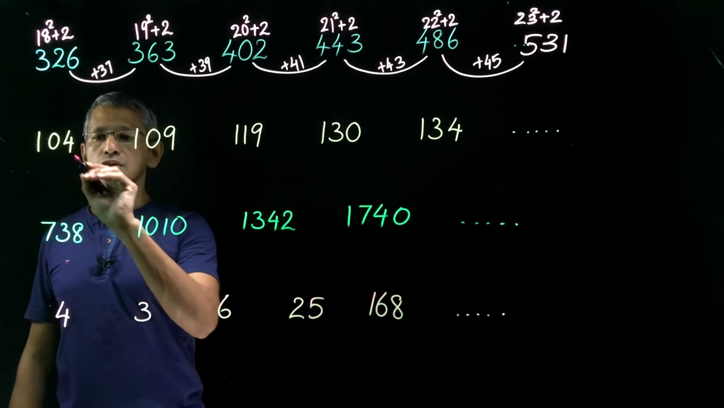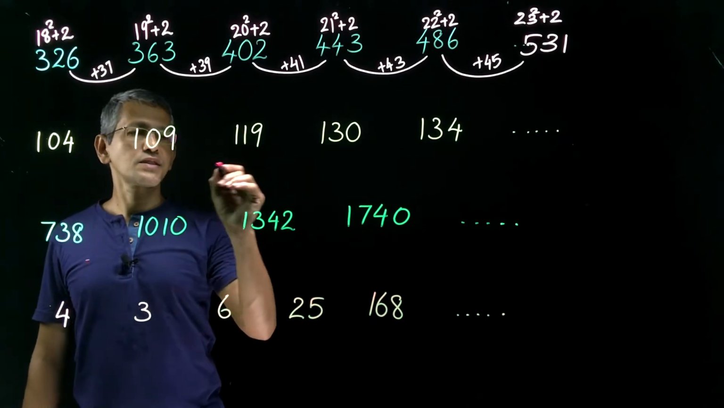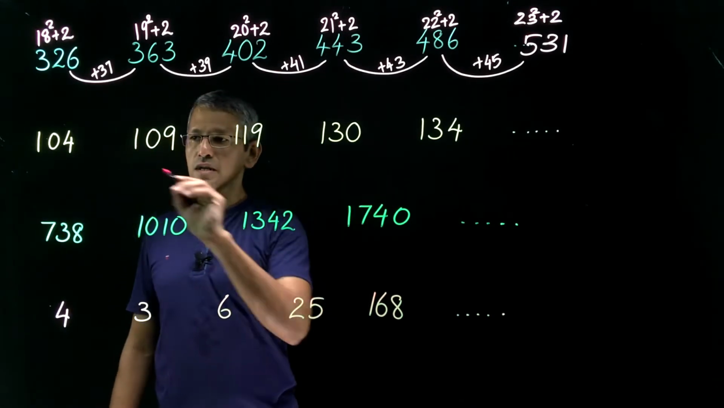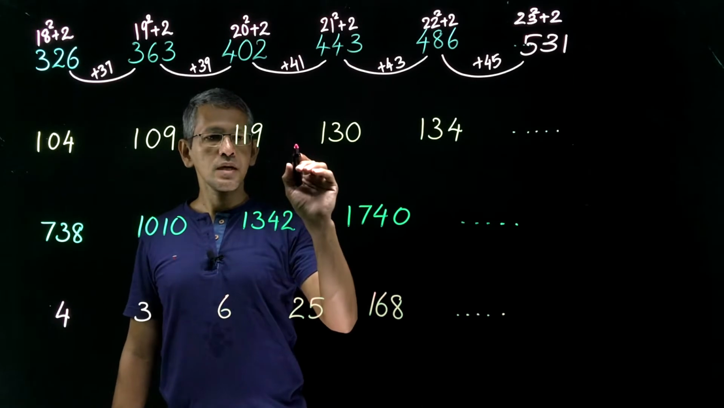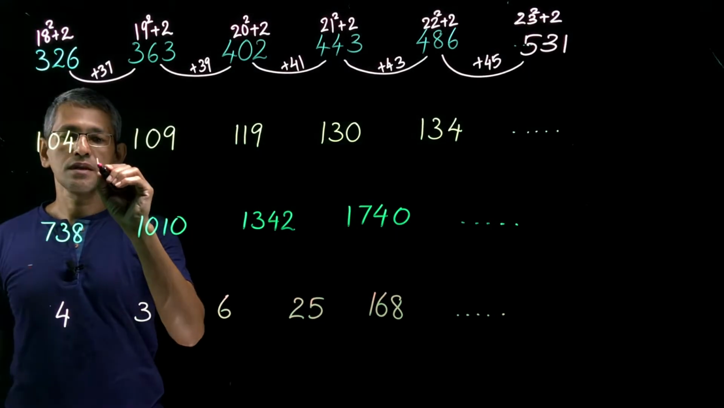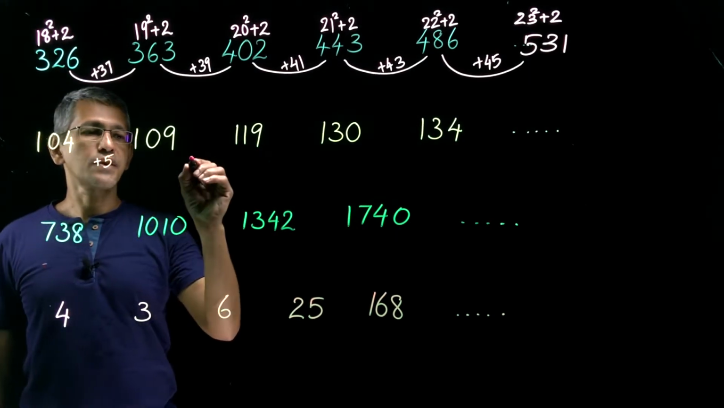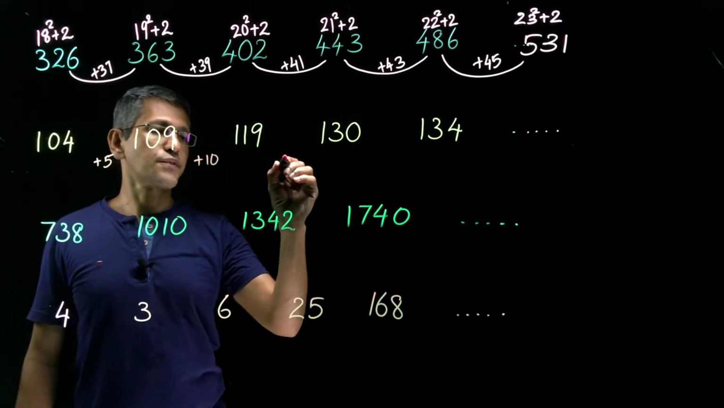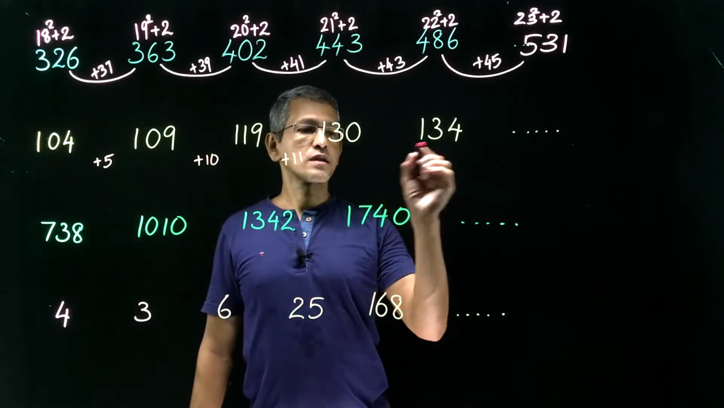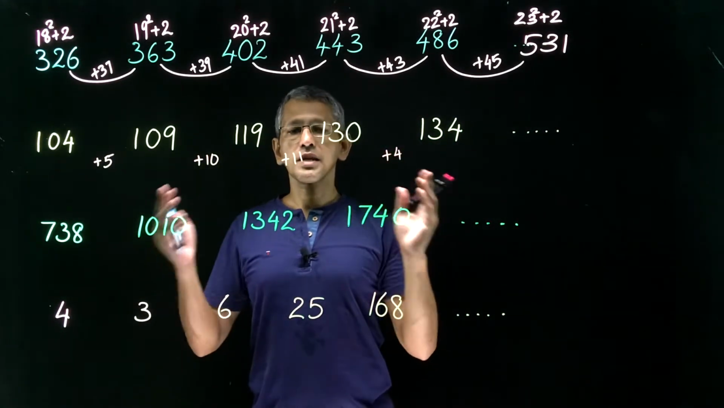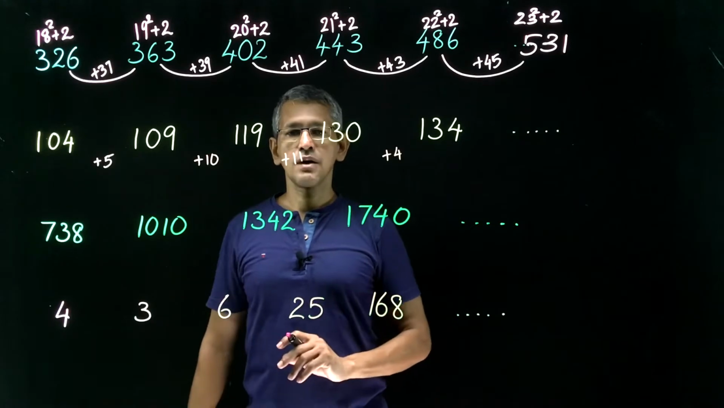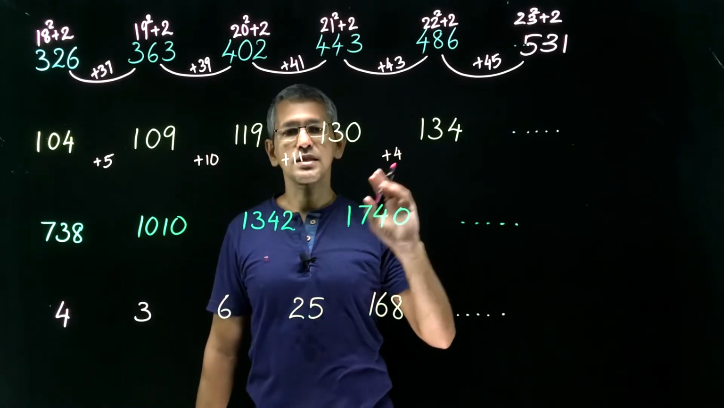104, 109. So the difference is plus 5. The next difference is 10. If the next difference were 15, it would be perfectly alright. But it is 5, this is 10, and this one is what? The difference is 11. So here we have differences 5, 10, 11, and the next difference is 4. Does it make any sense at all? 5, 10, 11, then 4. We have no pattern if you look at it in such a way.